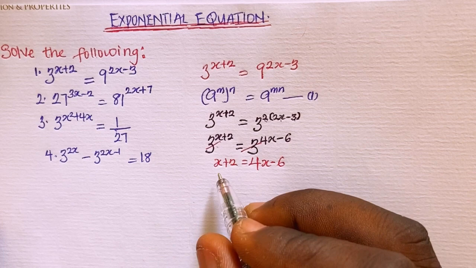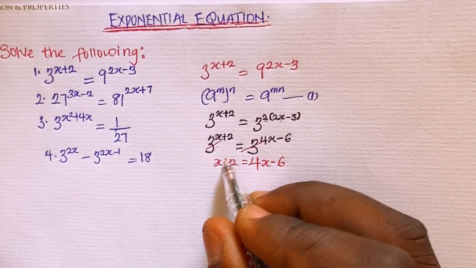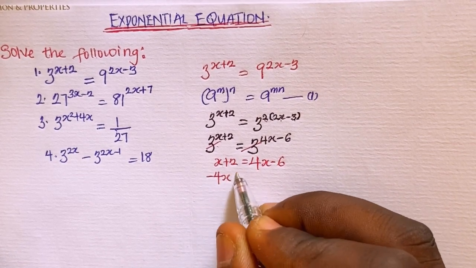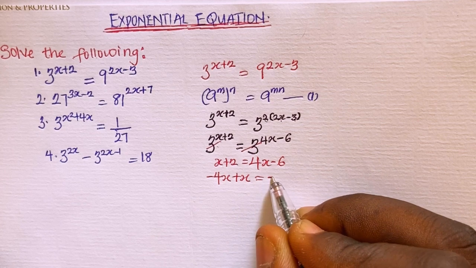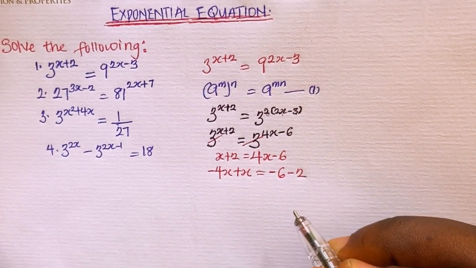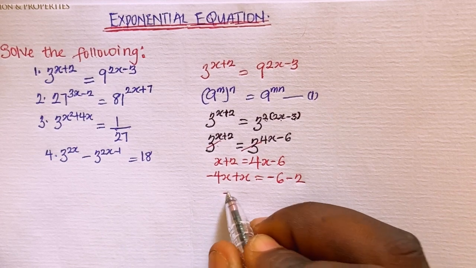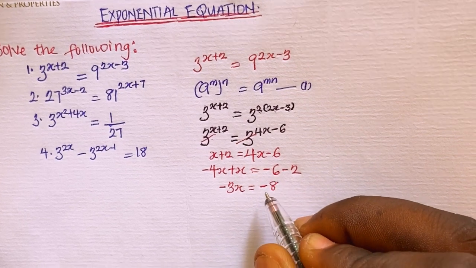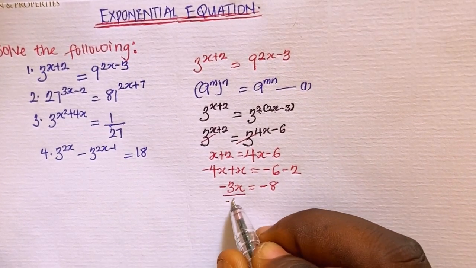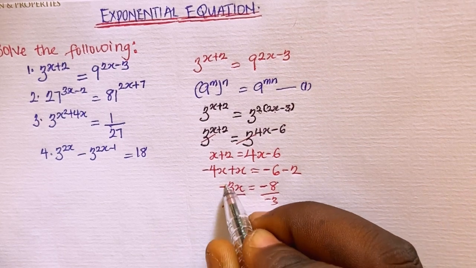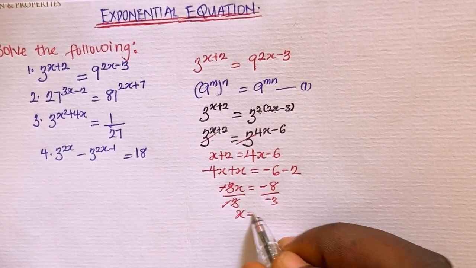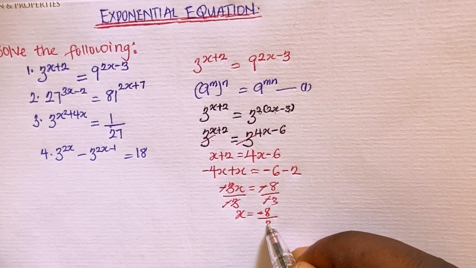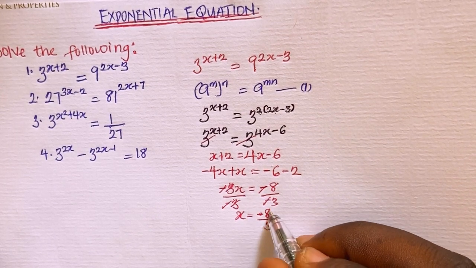Then collecting the like terms, I'm going to bring my 4x to this side and my 2 to this side, so that I have minus 4x plus x equal minus 6 minus 2. Then simply I'm going to have minus 3x equal minus 8. So therefore, I'm going to divide both sides by minus 3. Dividing both sides by minus 3, this cancels this, and I'm left with x equal to minus 8 over minus 3. Negative will cancel negative, so the answer is now 8 over 3.